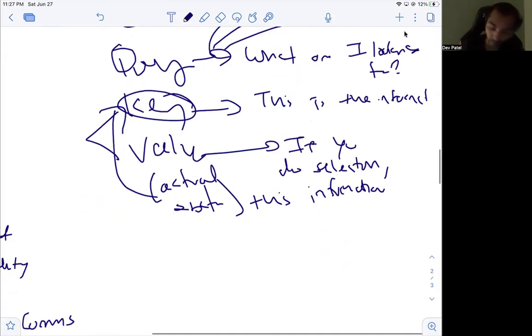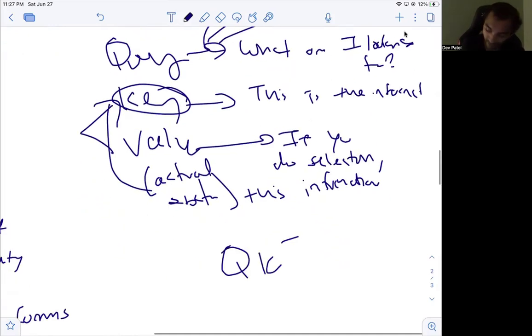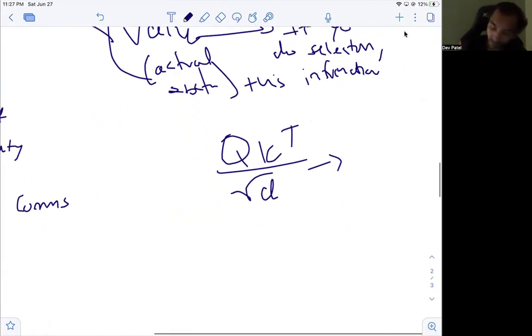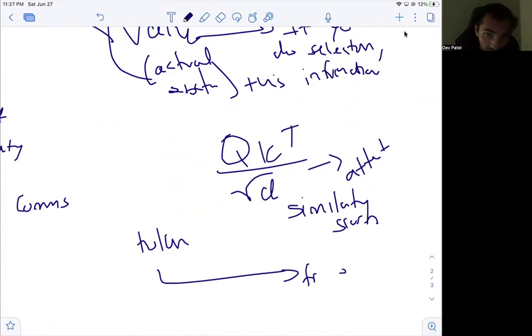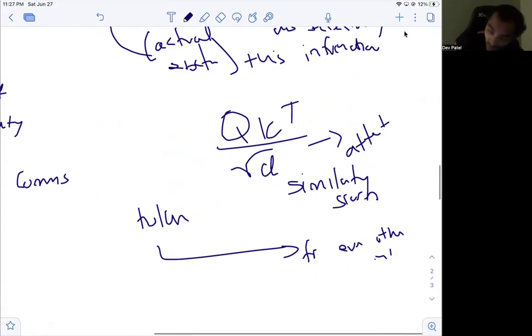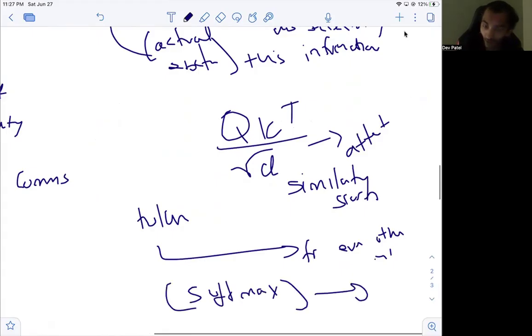And when we do the dot product of QK transpose, and then scale by the square root of d, this is going to give us similarity scores, or attention scores, between the current token and every other token in the sequence. Then we do softmax over that, where we get how much attention.